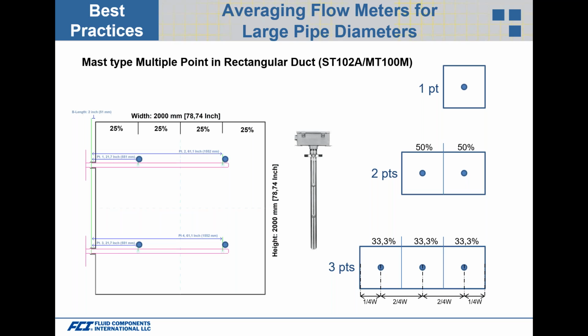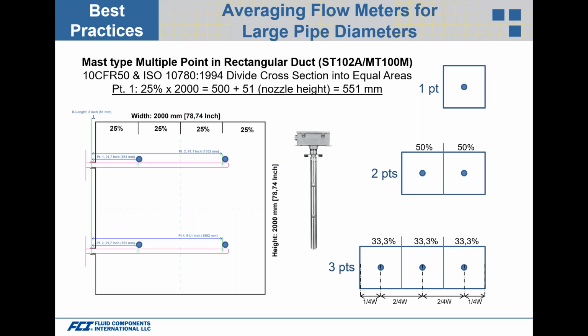If you're using 3 points, it's 33%. Locate the sensor points in each area in the middle. And this is all based on the 10 CFR 50 and ISO 1007-80, how to divide a cross-section into equal areas.